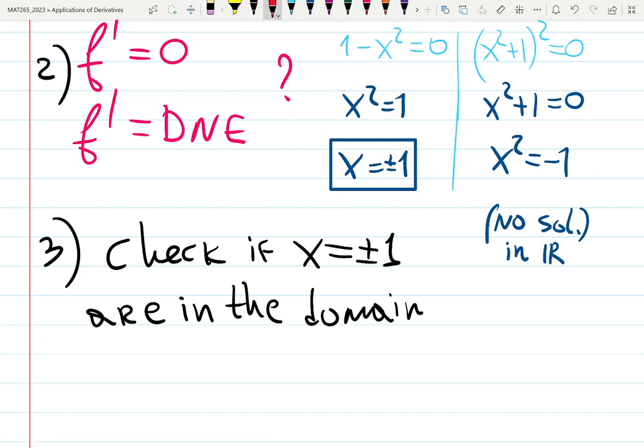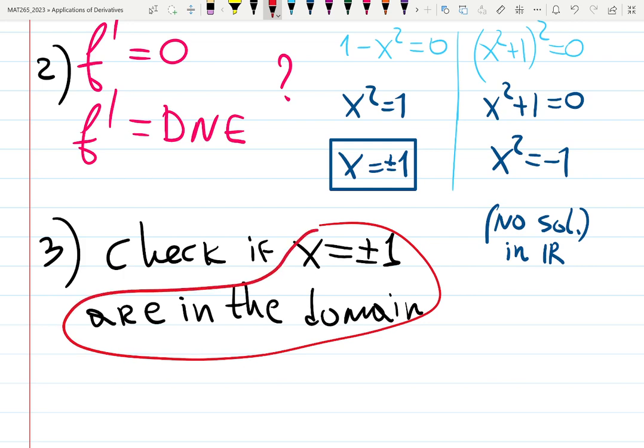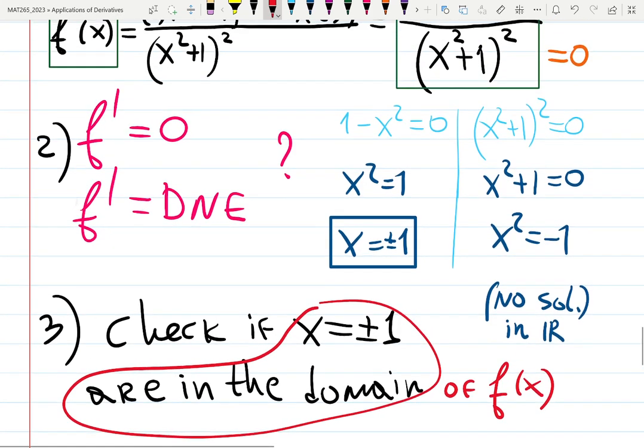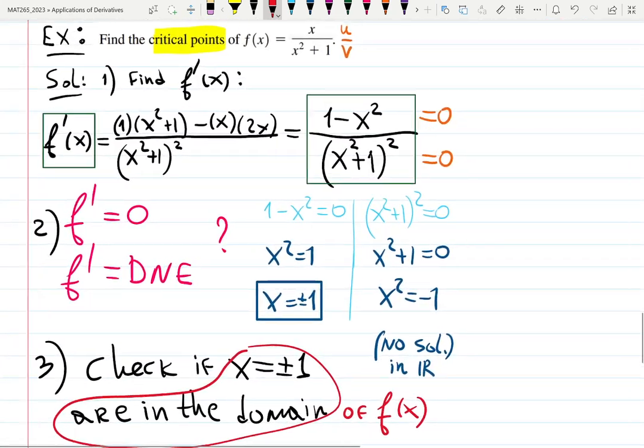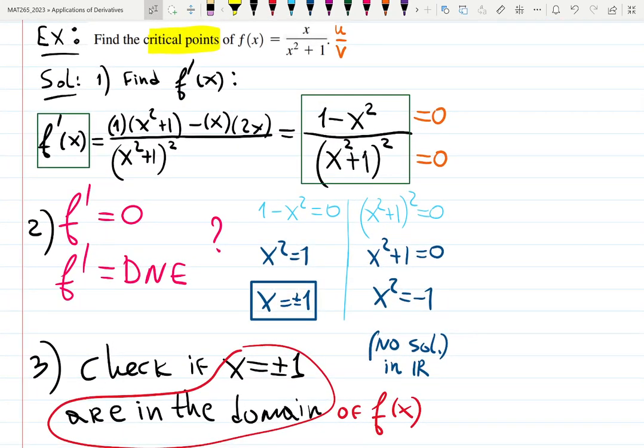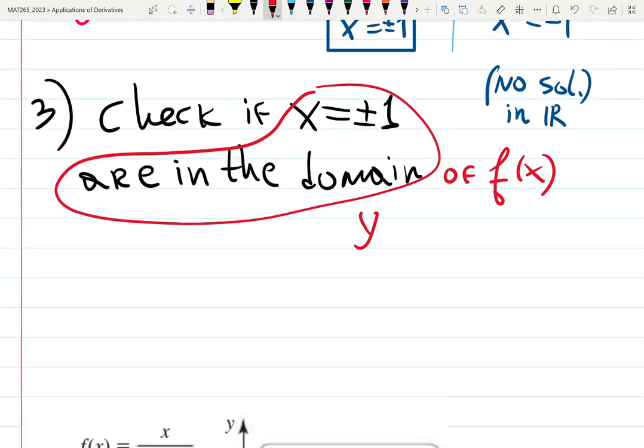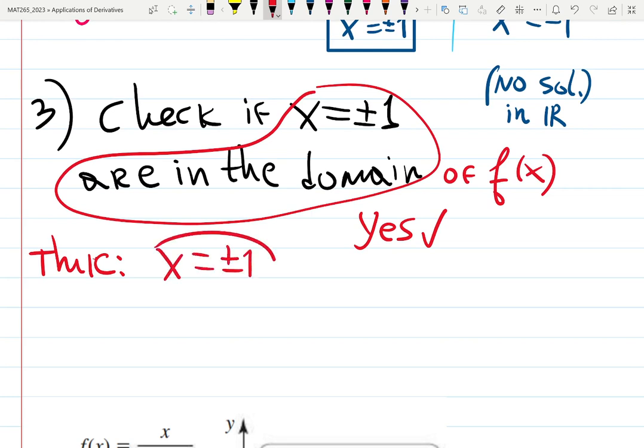So you make sure that's important. Are they in the domain? Domain of what? Of the original function, f. I'm going to go back and check the original function. The original function is x over x squared plus 1. Plus or minus 1. Does it make it go away out of the domain? Does something bad happen? No. That means it is in the domain. Yes. Check mark. Thus, you can write down, thus, x equals plus or minus 1 are critical points.